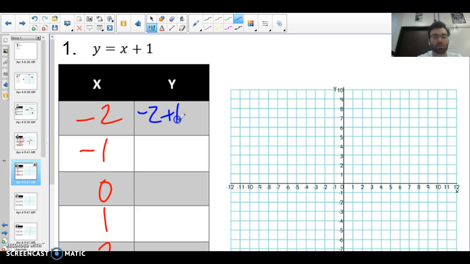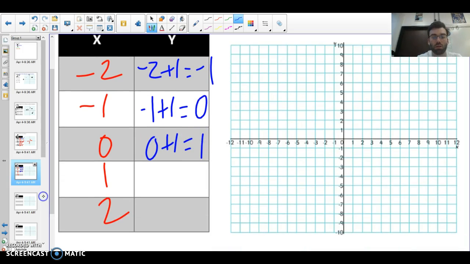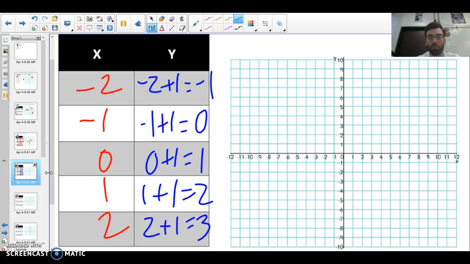Negative 2 plus 1, which is negative 1. Negative 1 plus 1, 0. 0 plus 1, 1. 1 plus 1, 2. And 2 plus 1, 3. And then we'll plot our points.